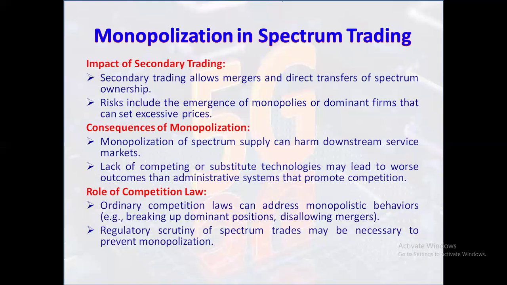Next, role of competition law. Competition law exists to help prevent monopolies. These laws can force companies to break up if they become too powerful or stop them from merging with other companies. It may also be necessary for regulators to closely examine spectrum trades to ensure that they do not lead to monopolistic behavior.